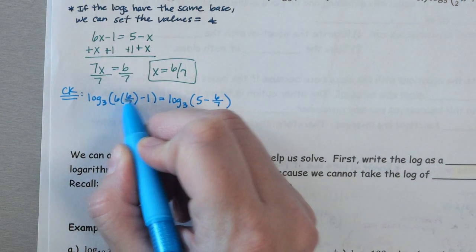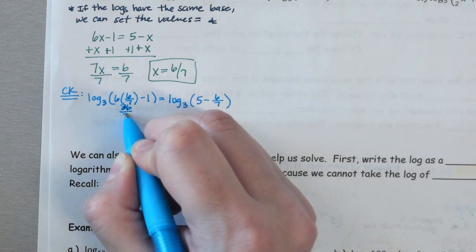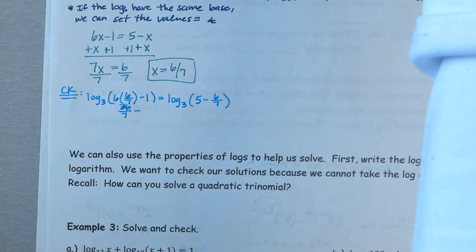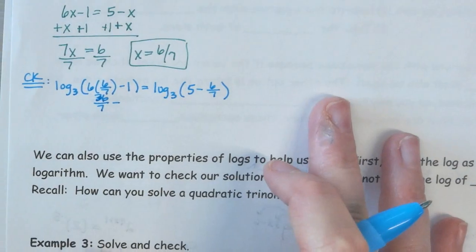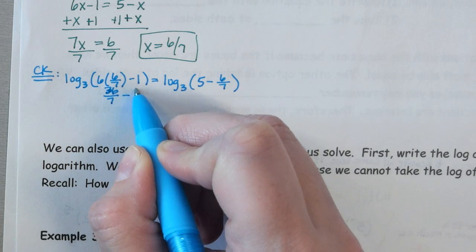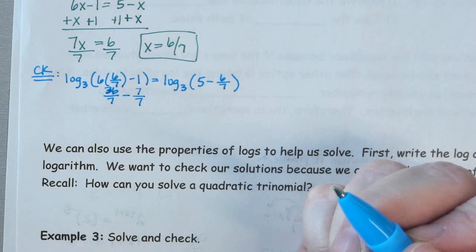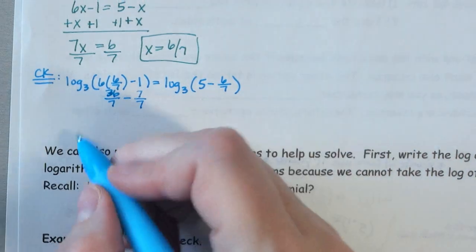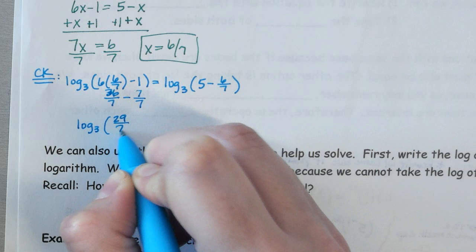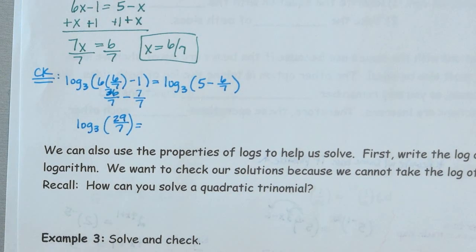So 6 times 6 is 36. So this is 36 over 7 minus 1. If I'm subtracting 1, how can I write that as a fraction? If I'm trying to subtract it with 36 over 7, how can I write what? 7 over 7. It's just whatever this denominator is with the same number on the top. What's 36 minus 7? Yep, so we're just going to leave this as 29 over 7, and we're just going to make sure that this side, the same thing happens.